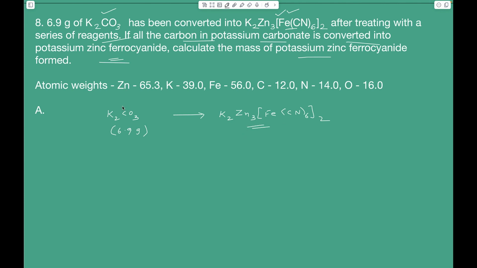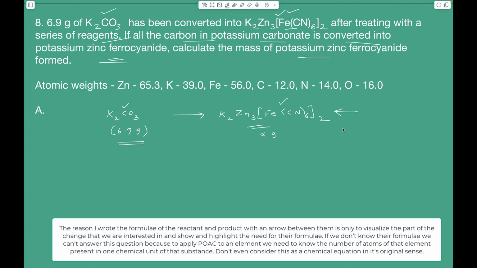That means all the carbon present in 6.9 grams of potassium carbonate ended up in this complex compound. It did not go anywhere else. And we have to find out the mass of this complex compound. Let us say its mass is x grams. Now here I have written an equation that shows only the reactant and the product that we are interested in to answer this question.